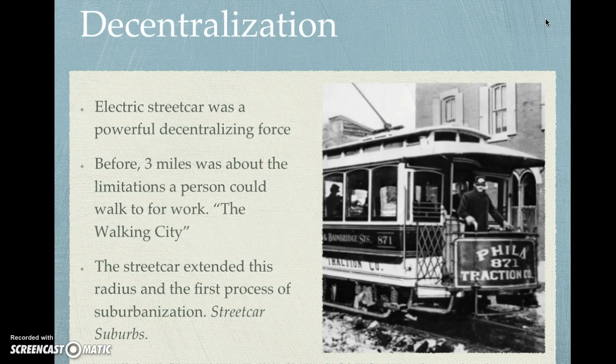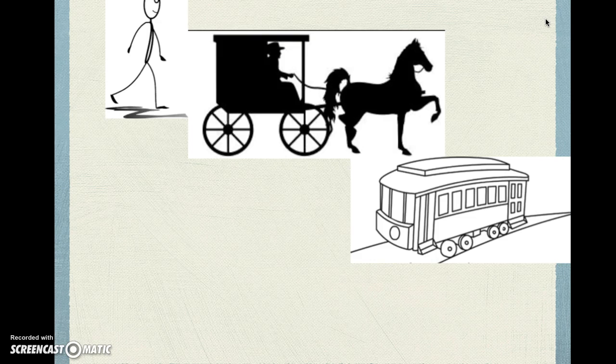So there was this focus in planning on decentralization. And the electric streetcar was a really powerful decentralizing force. Before, with cities, 3 miles is about how far a person would be expected to walk for work. That's the idea of the walking city. But then you have the streetcar, and all of a sudden, instead of everything having to be in a 3 mile radius, this radius grew. It extended, and this was your first process of suburbanization. They called them streetcar suburbs. So that was the focus on decentralization.